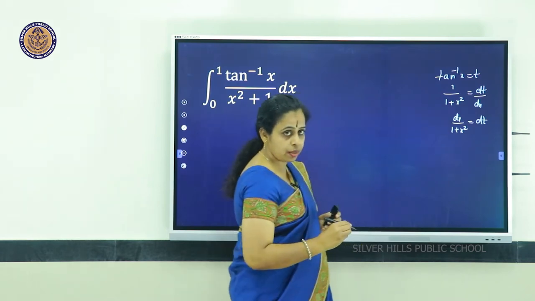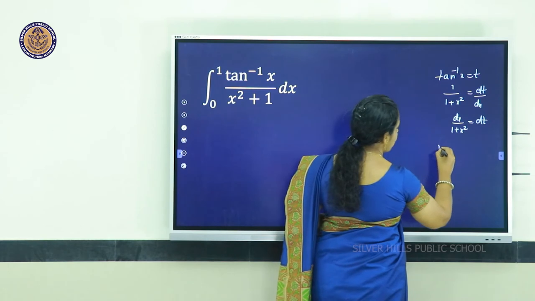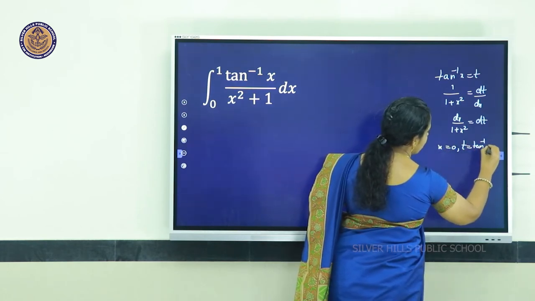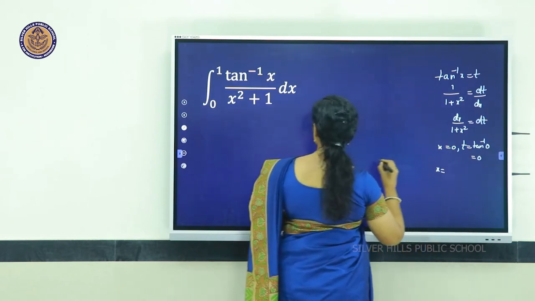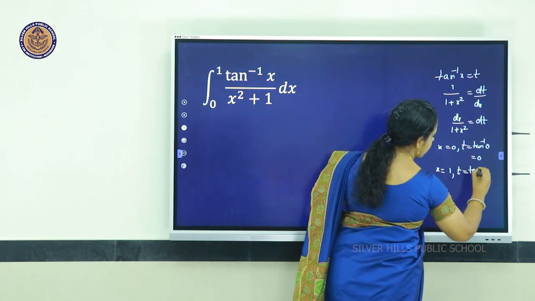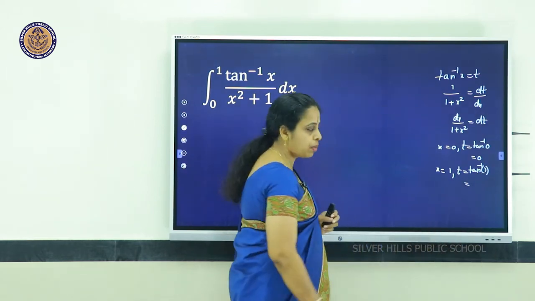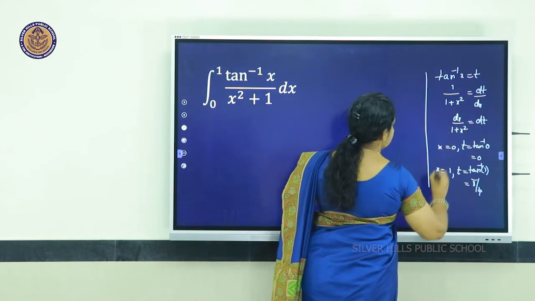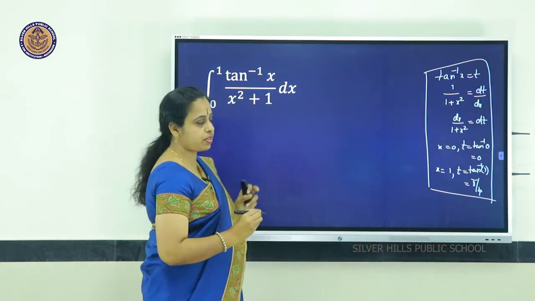Now, changing the limits, when x equal to 0, t will be equal to tan inverse 0, which is 0. When x equal to 1, t will be tan inverse 1. And what is tan inverse 1? Pi by 4. Now, let us substitute the values.